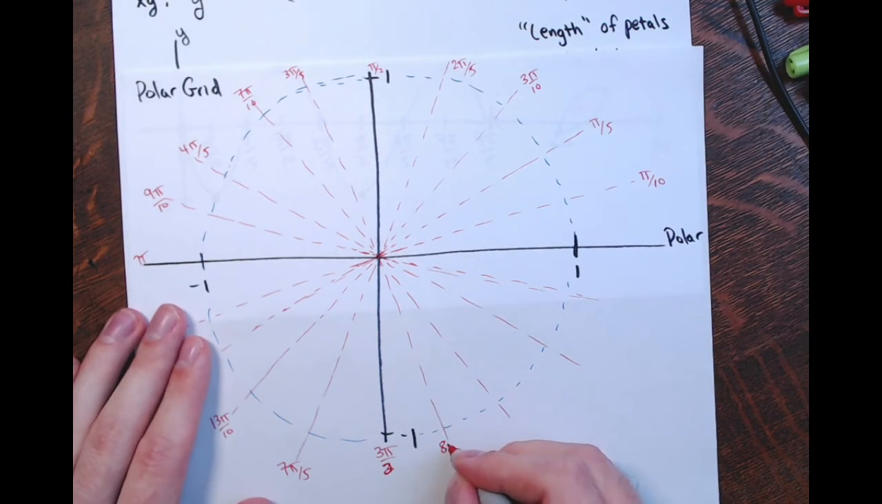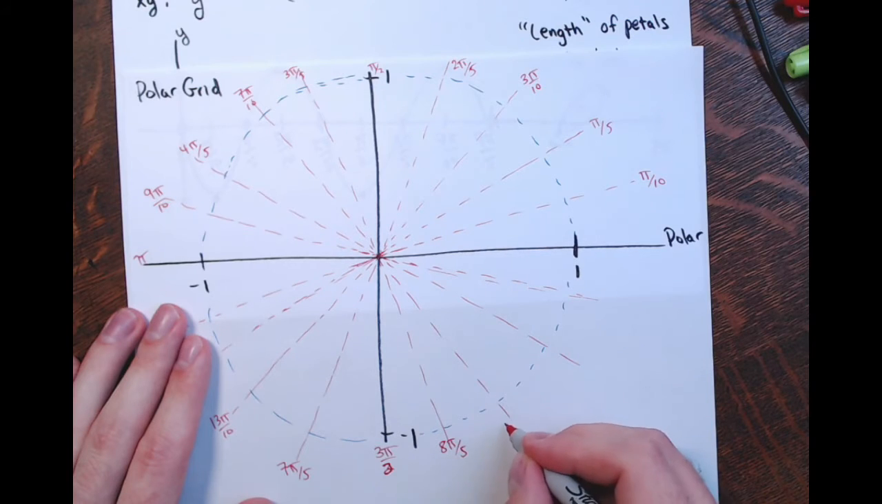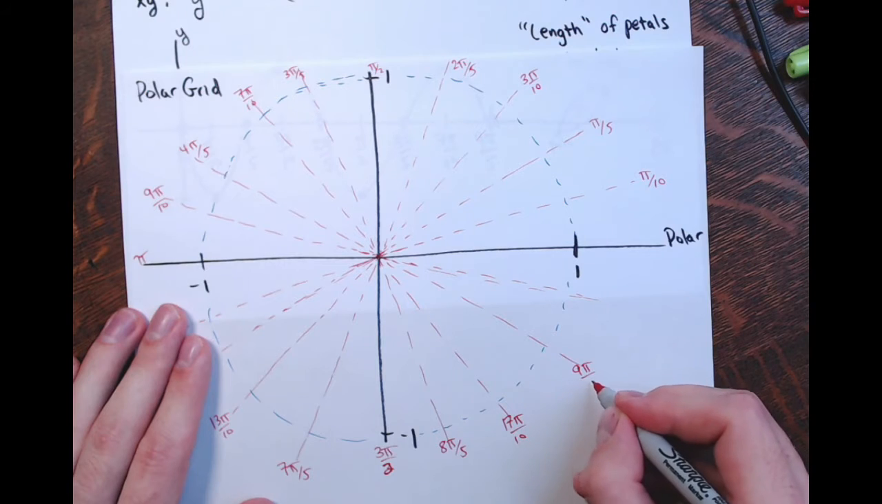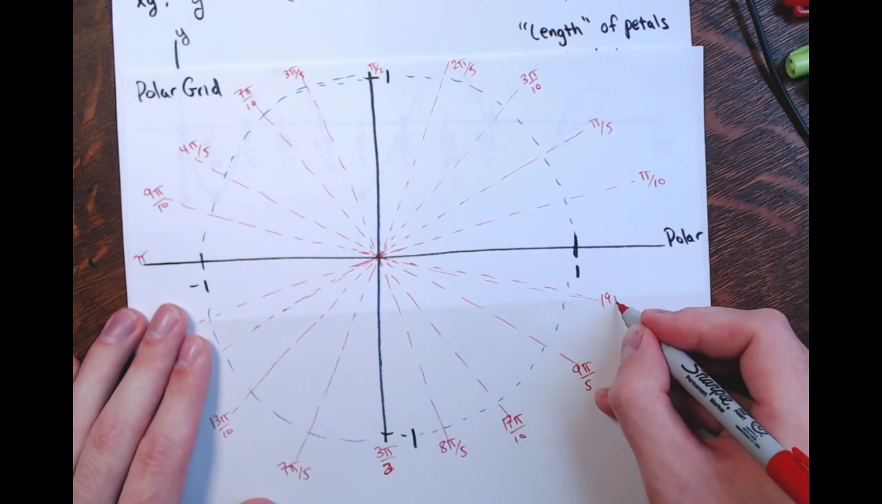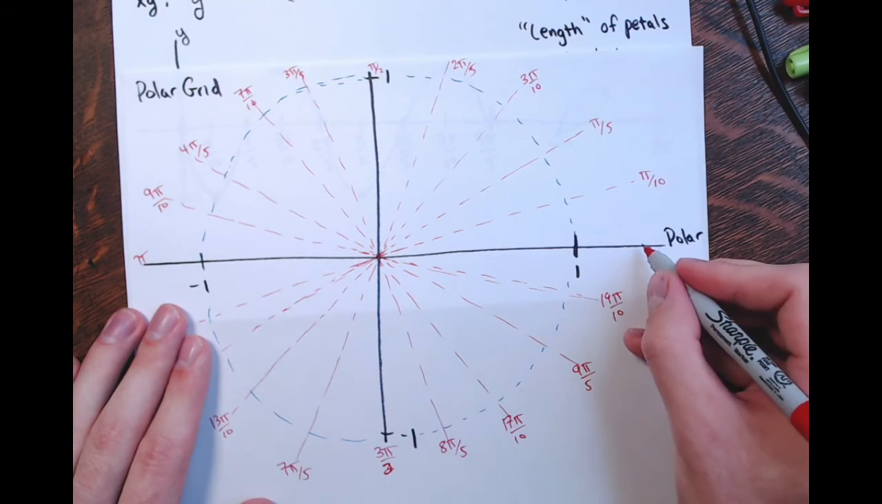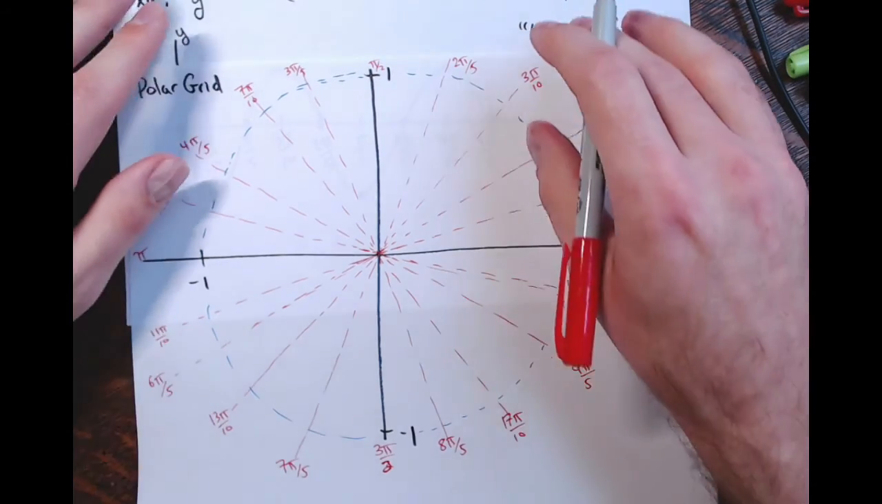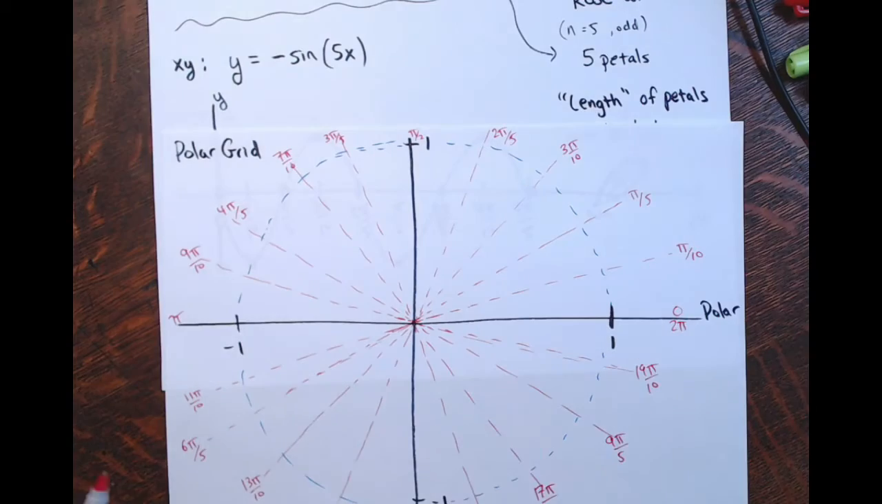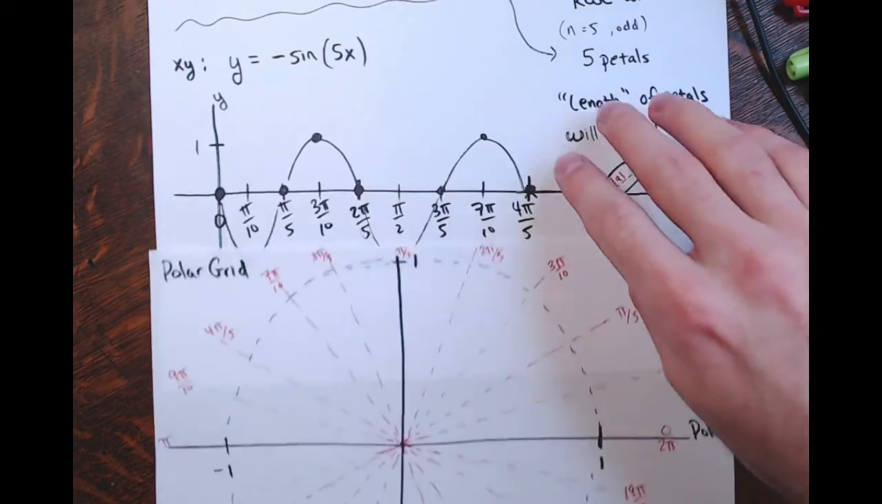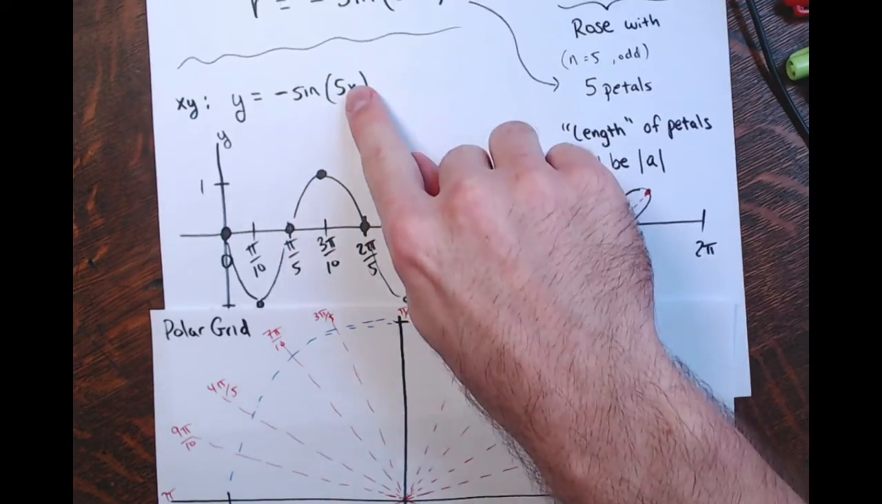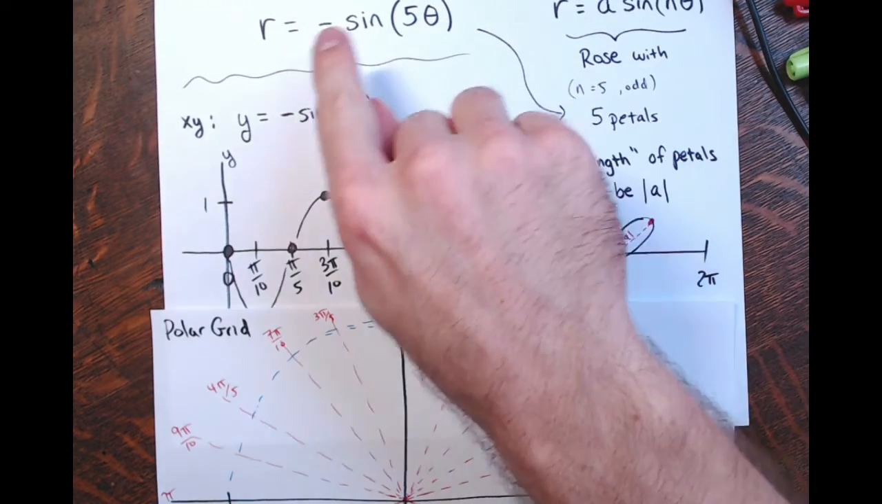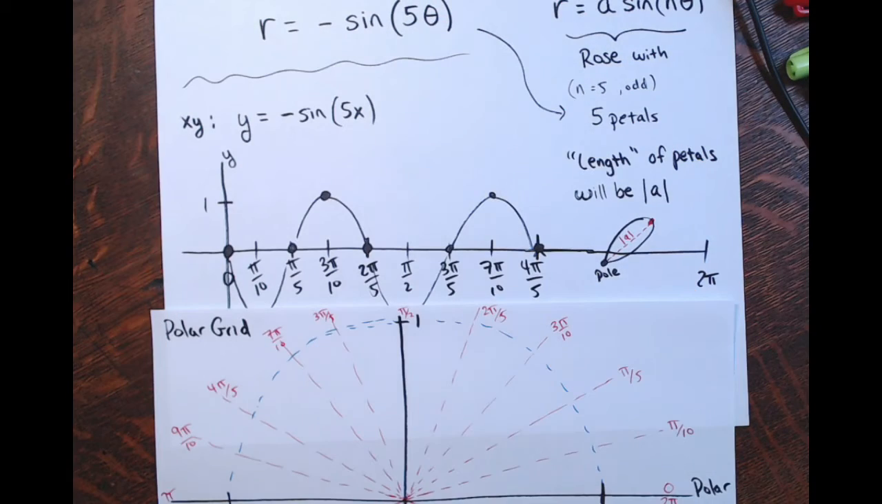16 pi over 10, 17 pi over 10, 18 pi over 10, 19 pi over 10, and finally, 20 pi over 10, which is 2 pi, right? So this corresponds to 0 and 2 pi. Wonderful. Now, let's take a look at different parts of my xy graph where, again, x represents values of theta, y represents values of r.